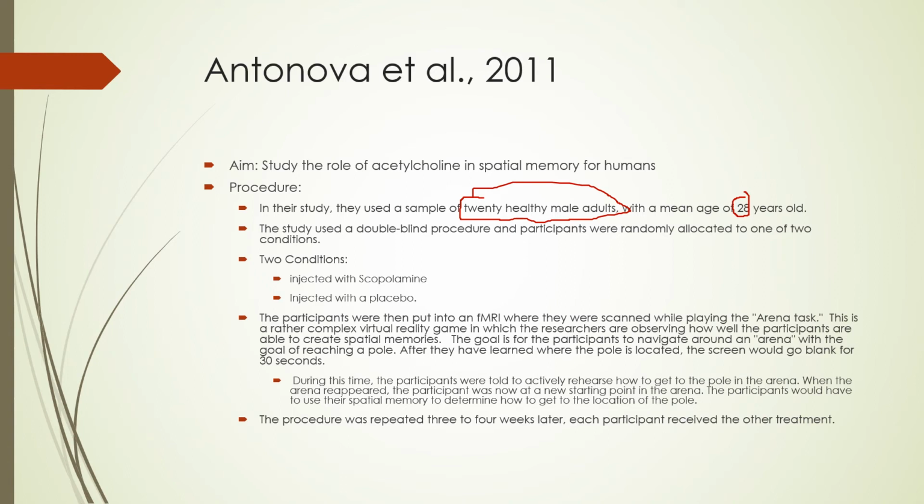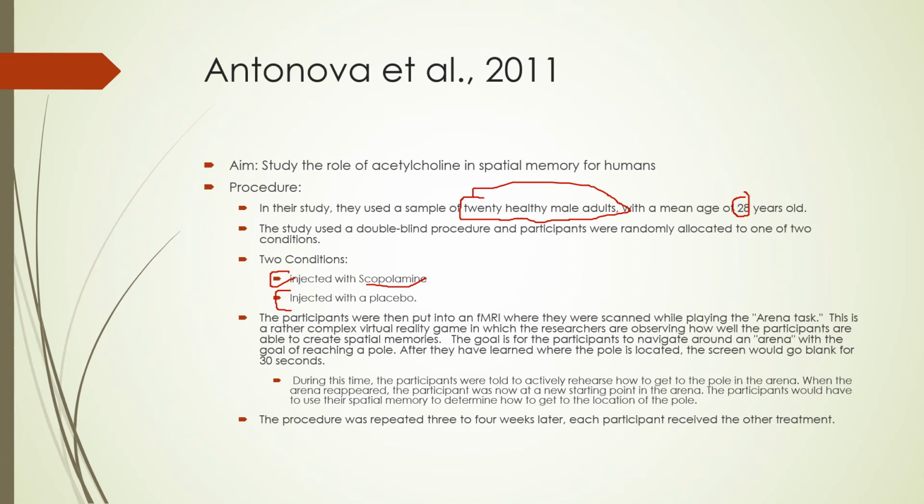So they used a double-blind procedure where both the participant was blind and the researcher was blind at the time of the study. And the participants were randomly allocated to one of two conditions. So either they were put in a condition where they were injected with scopolamine, which was used as a beta blocker to block the transmission of acetylcholine, or they were injected with a placebo.